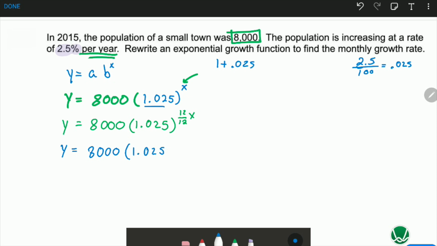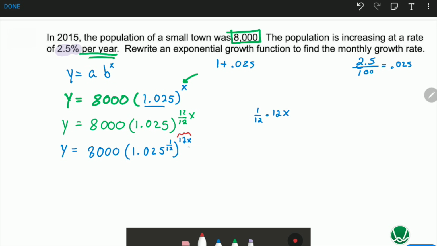1.025, and we're going to use the power of power property, which means we can separate this exponent as 1 over 12 times 12x. They're equivalent because of how you multiply fractions. And we're going to write it as 1 over 12 on the inside to the power of 12x. 12x would represent how many years go by, since there are 12 months in a year.